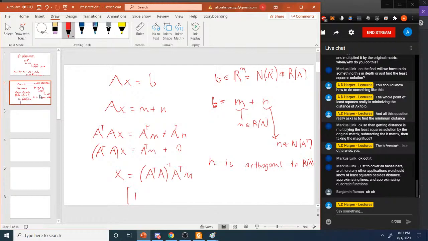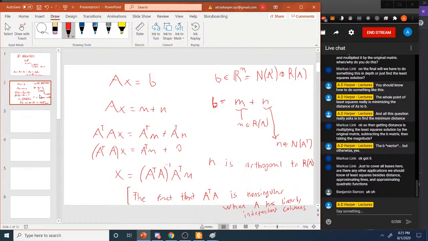And we're using the fact that A transpose A is non-singular when A has linearly independent columns.